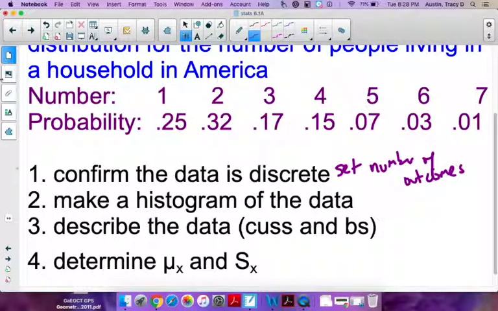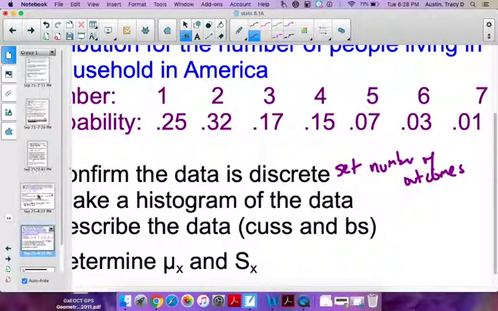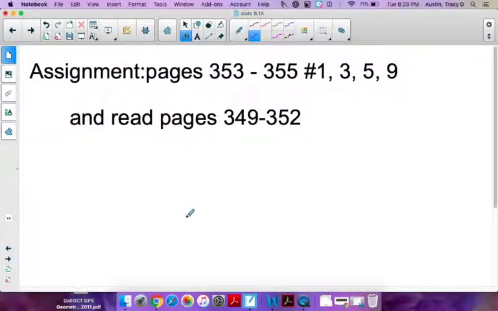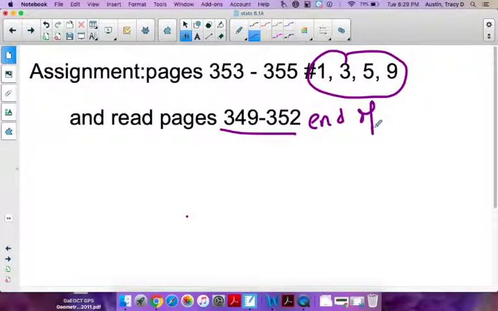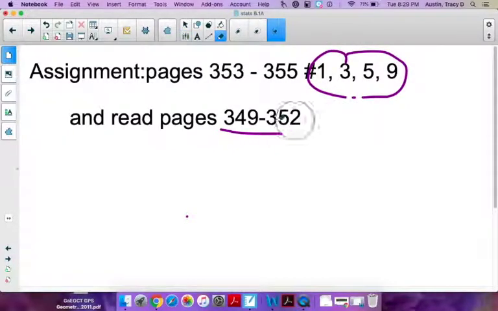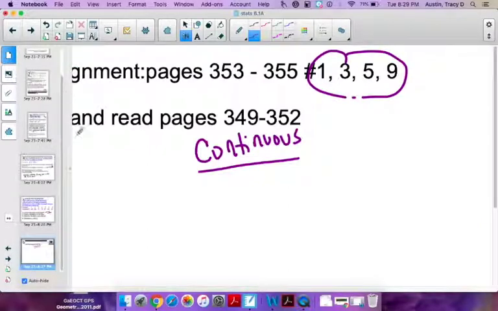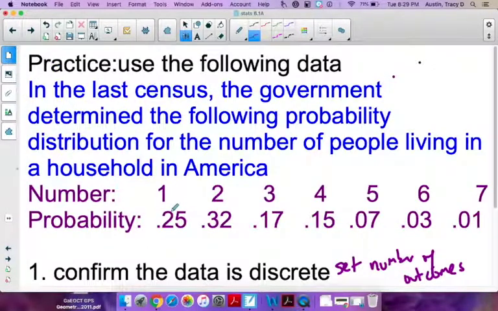The rest of this section is going to be tomorrow's notes, and I do have a couple homework problems that I want you to look at in addition to finishing this. So we'll call this your classwork, and we'll call this your homework. We have several more things that we have to do in 6.1 because we're going to be doing continuous. So I want you to read about continuous for tomorrow for the notes. But yeah, 1, 3, 5, 9, and finish up this one problem, please.